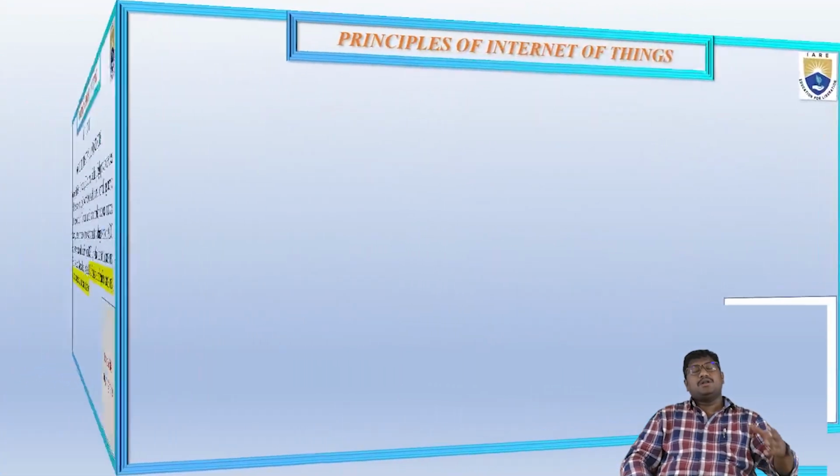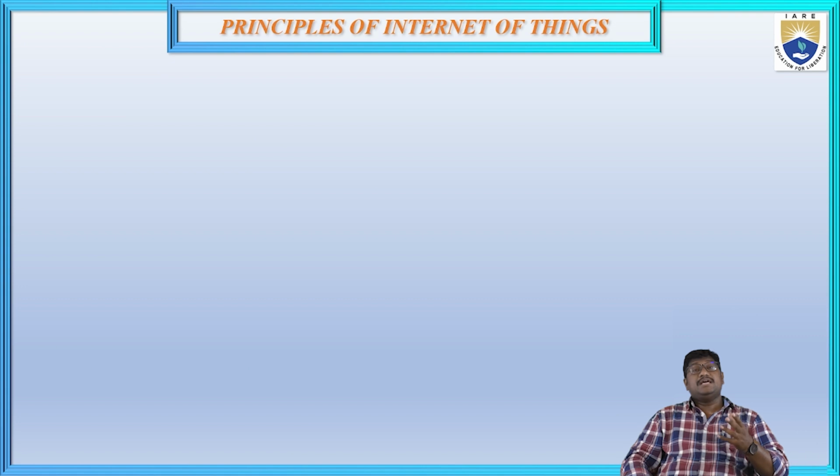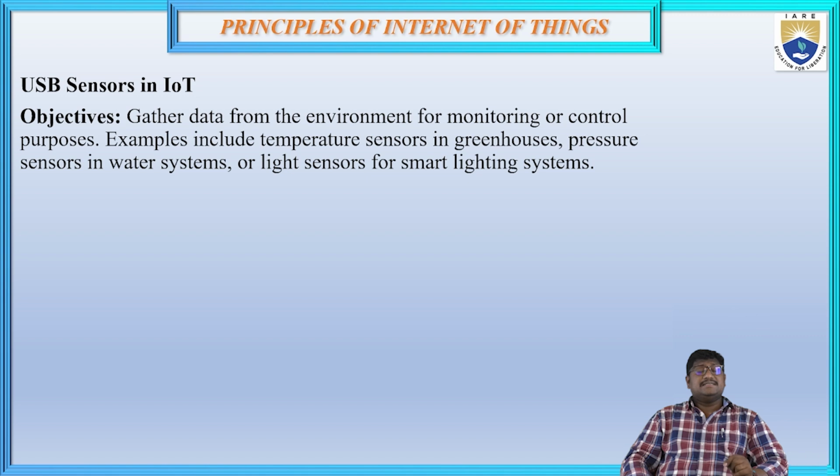Let's have a quick view. What are the objectives and outcomes related to these topics? USB sensors in IoT. What exactly does IoT stand for? IoT stands for Internet of Things. Now we are going to discuss USB sensors in the Internet of Things. The main objective of using these USB sensors is gathering data from the environment for monitoring or controlling purposes. The main examples include temperature sensors in greenhouses, pressure sensors in water systems, and light sensors in our smart lighting system.